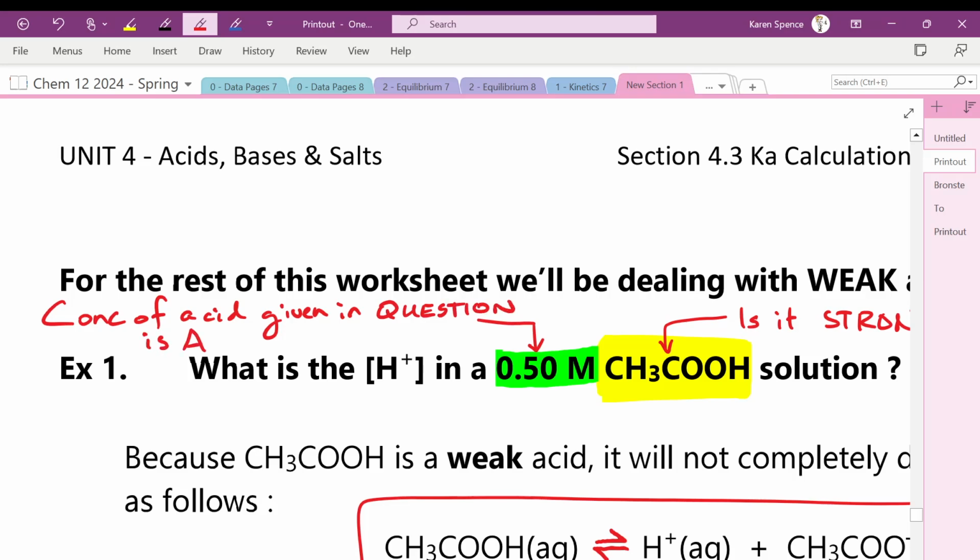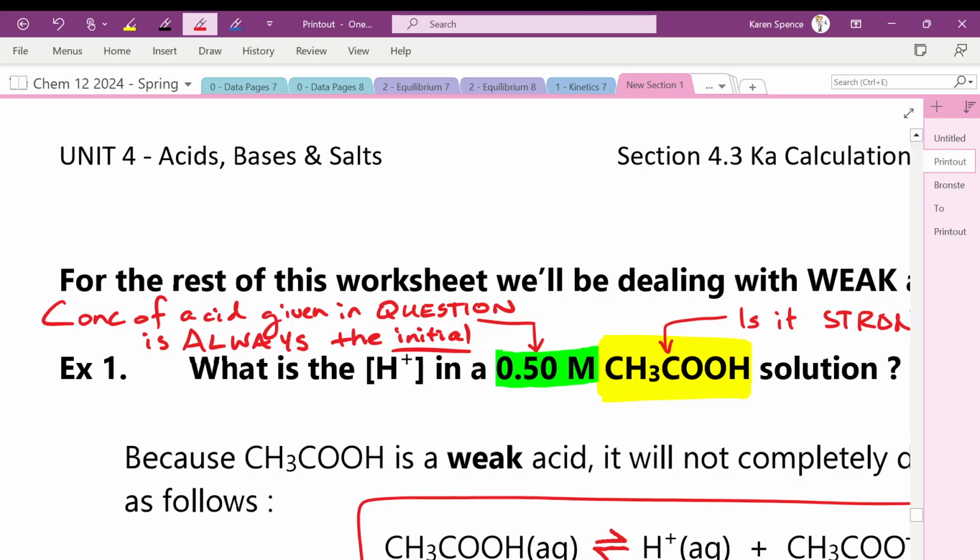is always the initial. So it's not going to be the equilibrium concentration. It's always going to be the initial concentration.